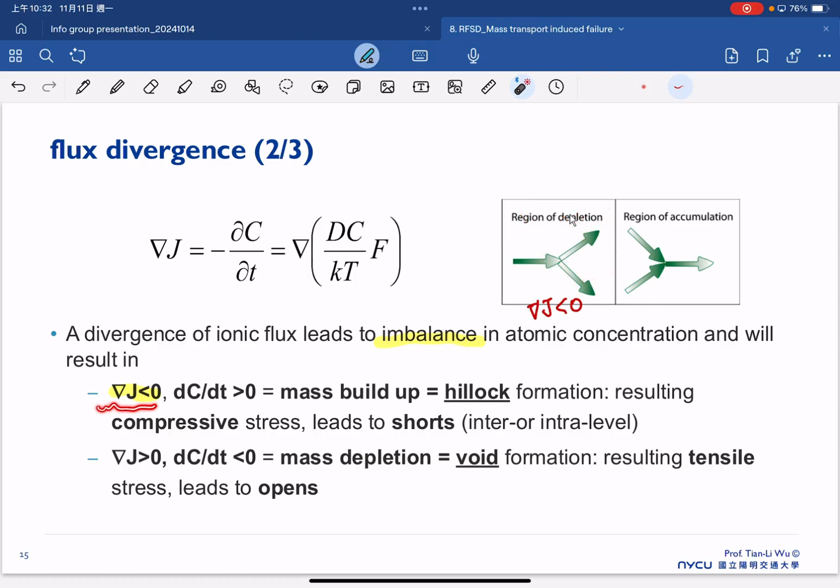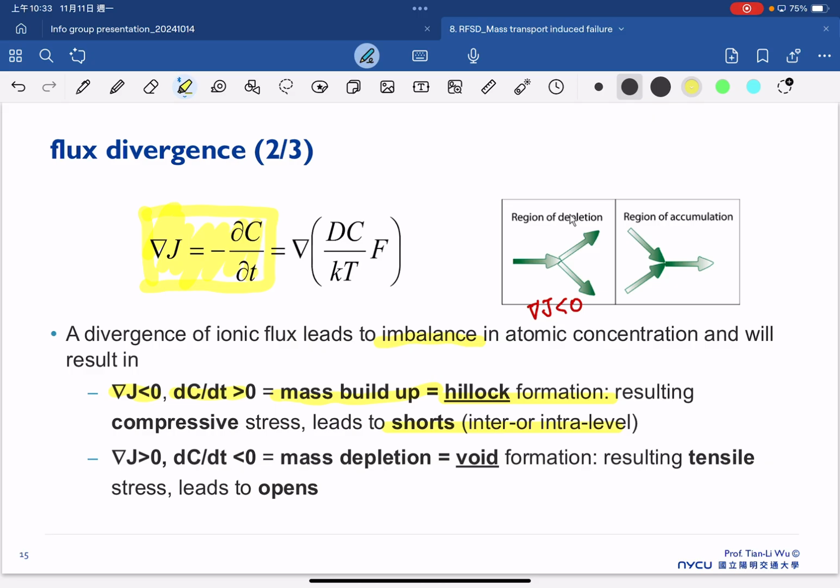So if you have a gradient J smaller than 0, that means your dc over dt is actually increased, from this equation, right? This is negative, that means this becomes positive. Once your dc over dt becomes positive, and dc over dt just means the concentration over time, that means you have the mass accumulation, you have the mass build up. So that's why you have a hillock formation. This will lead to compressive stress, and in the end lead to the short between interconnection lines.